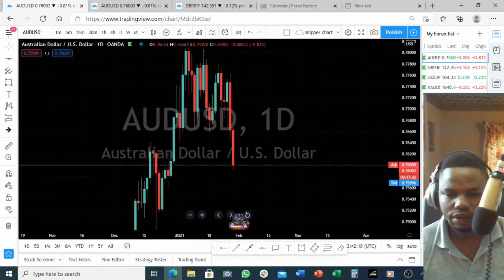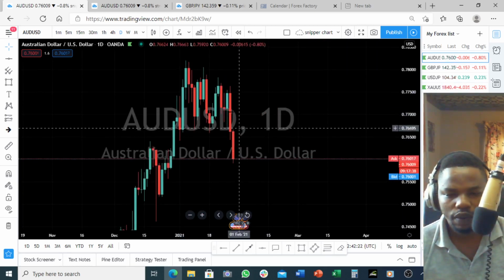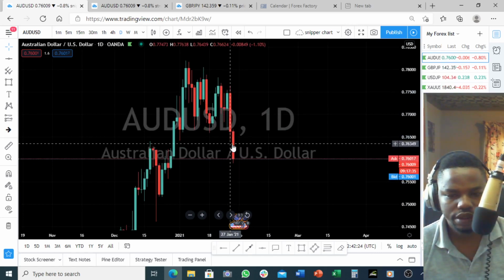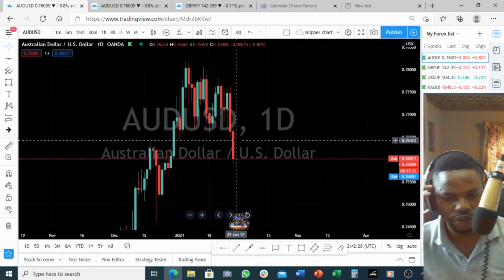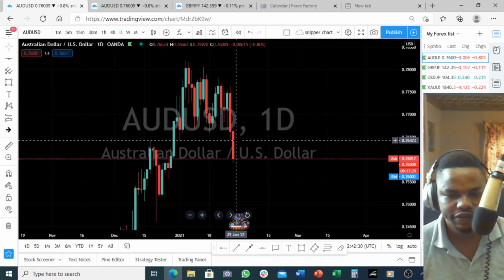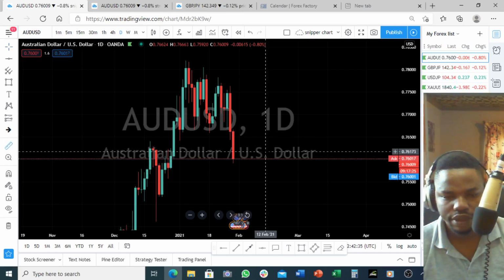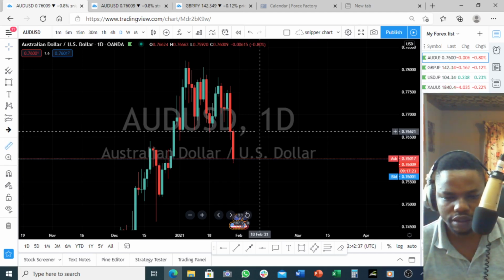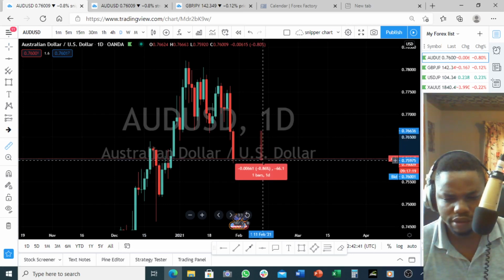Wow. Whoa. Why didn't we see this close? Because this was quick fill. Around Asian session we could have come in here. Then look at this. Wow, this is so nice. 19 pips, around 66 pips.